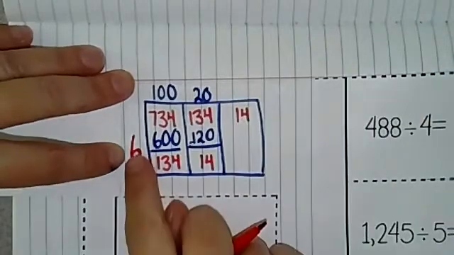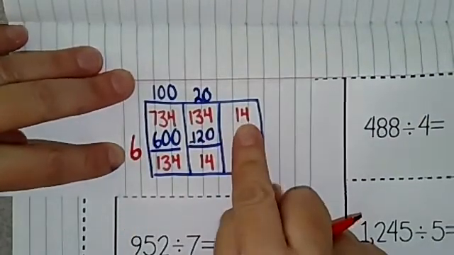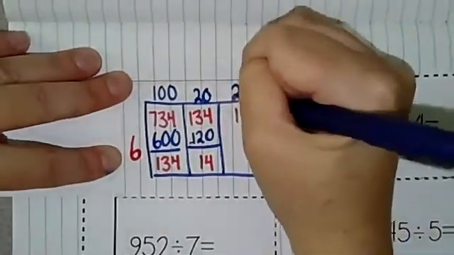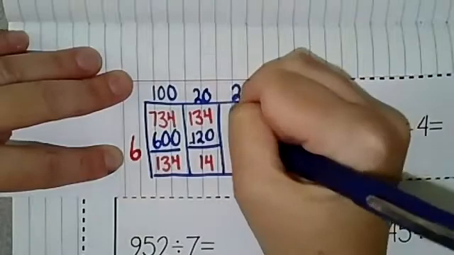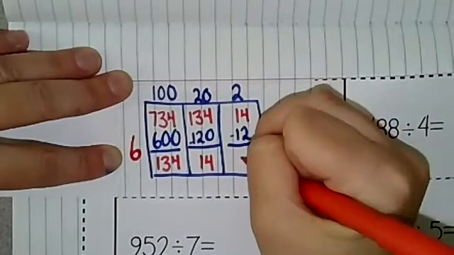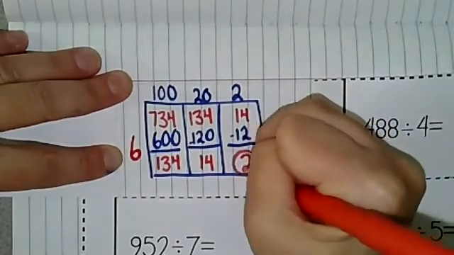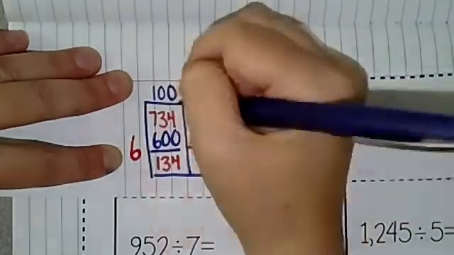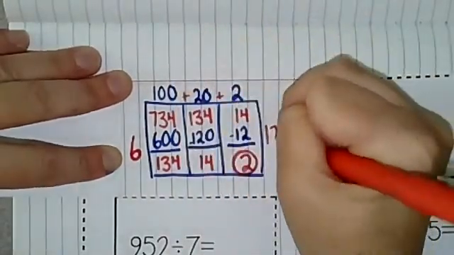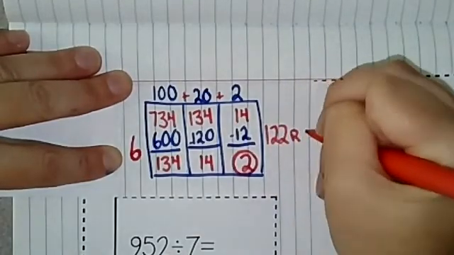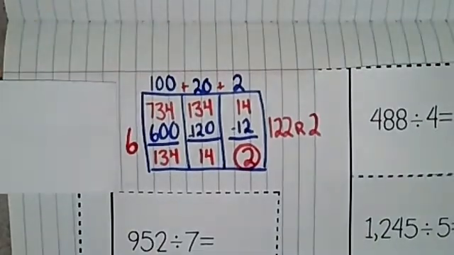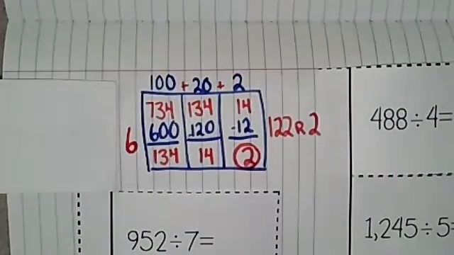All right. How many 6s are in 14? Jameson? 2. Put your 2 up top. 2 times 6 is 12. 14 minus 12 is 2. And that is your remainder. So 100 plus 20 plus 2 is 122. Remainder 2. Not so bad. We'll leave that there for a couple of seconds.